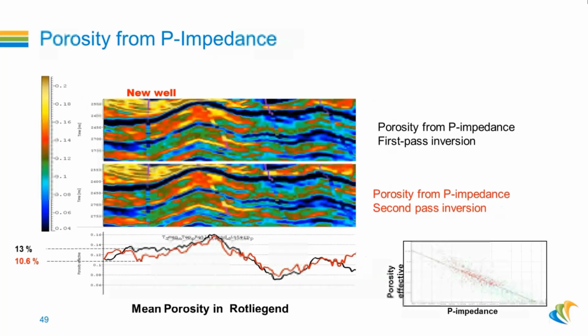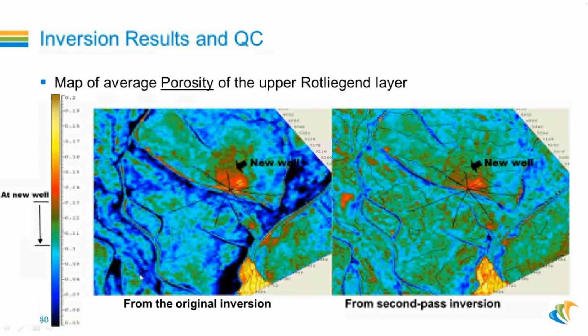And of course the porosity mapping from that P-impedance has changed the map in the reservoir as well, and you can see the lower porosity of the newly drilled well. You can extract maps, and before and after you see there's a lot more consistency in the maps coming out of this updating of the inversion. These are the maps of the average porosity in the reservoir layer.